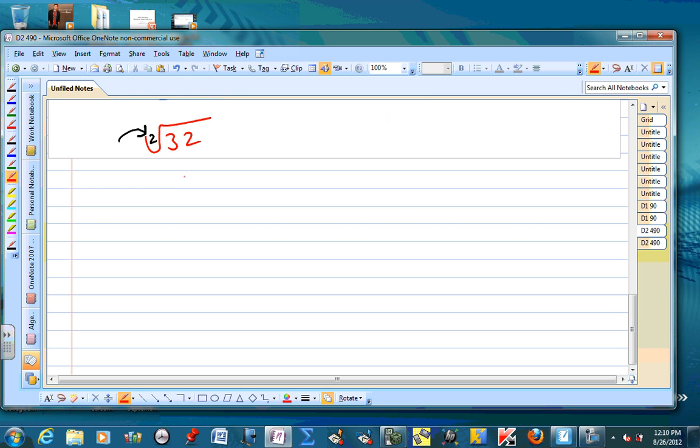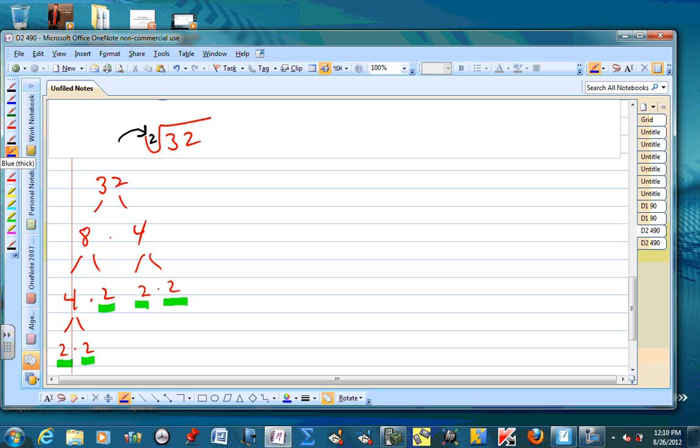So we can call this 32. We can call that 8 times 4. 8 we can break down into 4 times 2. 4 can be broken down to 2 times 2. Here we go, another 4 can be broken down to 2 times 2. Now we have all prime factors, 1, 2, 3, 4, 5, all prime factors.